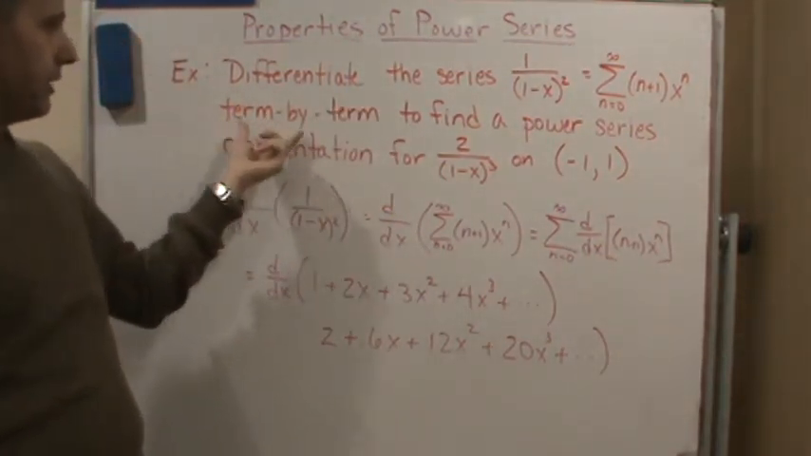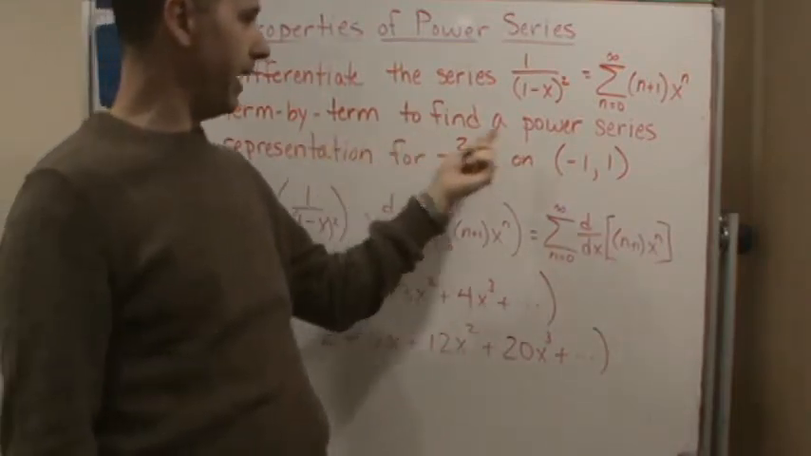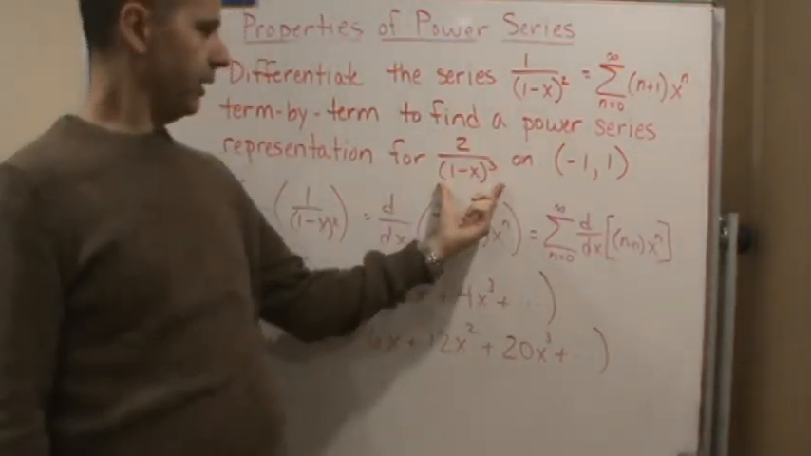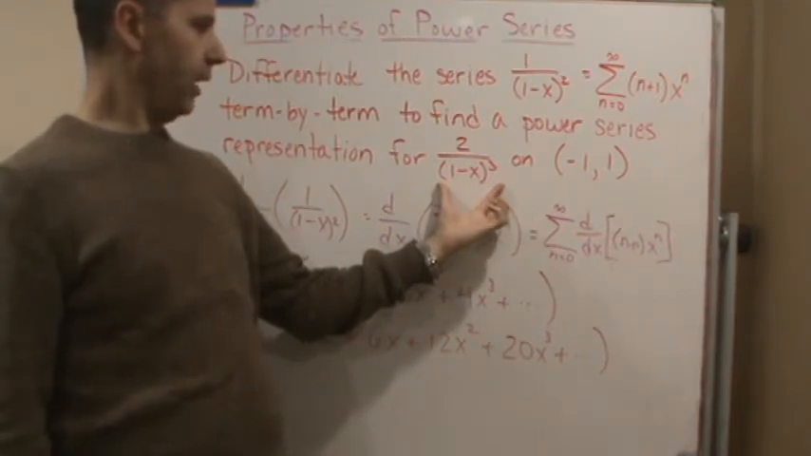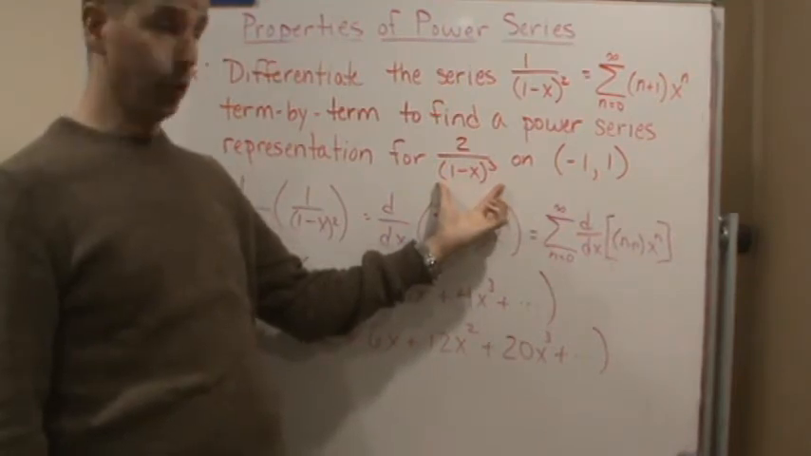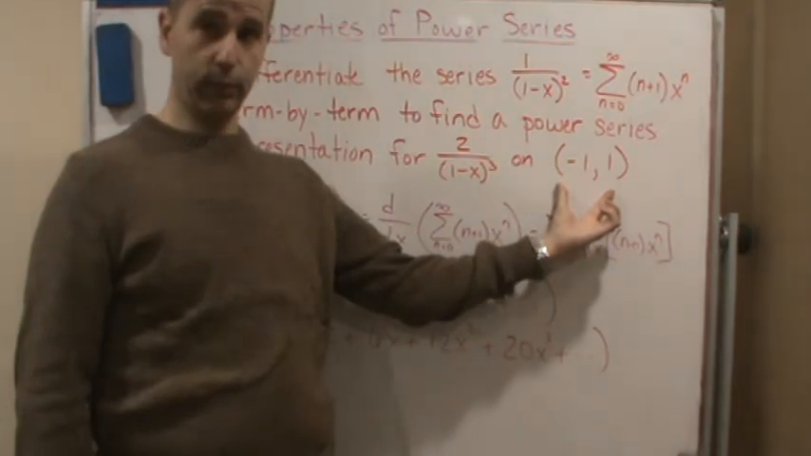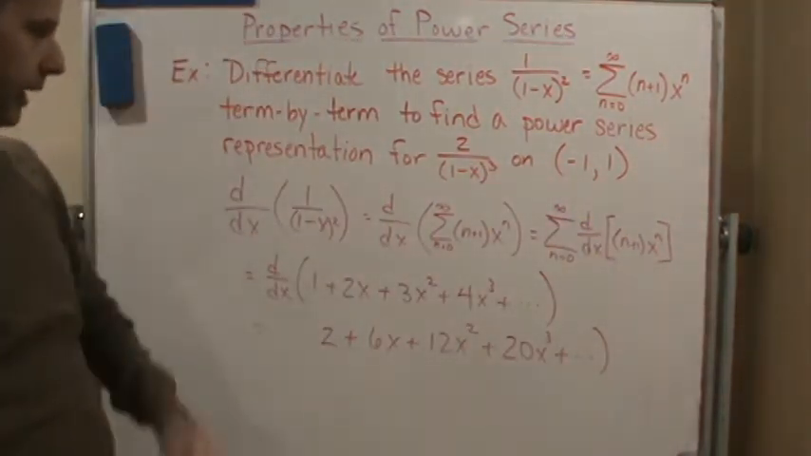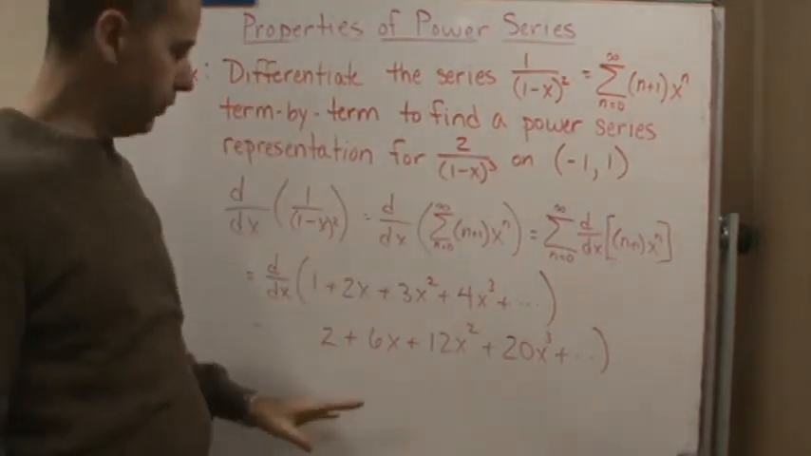We want to differentiate the series term by term to find a power series representation for this function 2 divided by the quantity 1 minus x cubed on the interval from -1 to 1, which is the interval of convergence. Okay, so based on the theorem, we can do that.